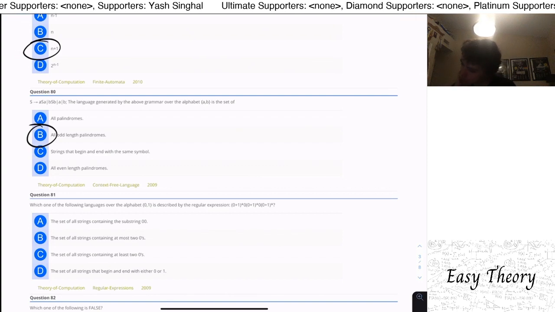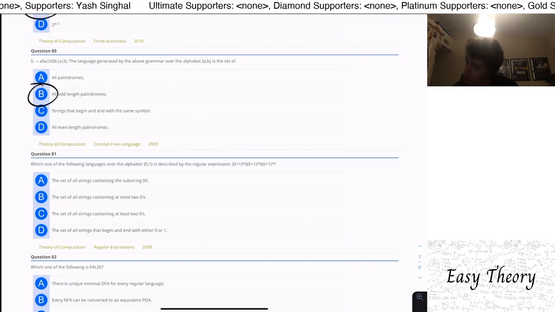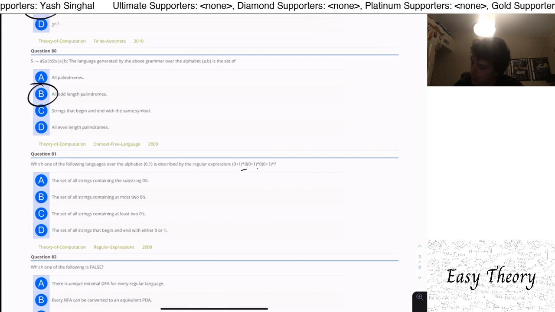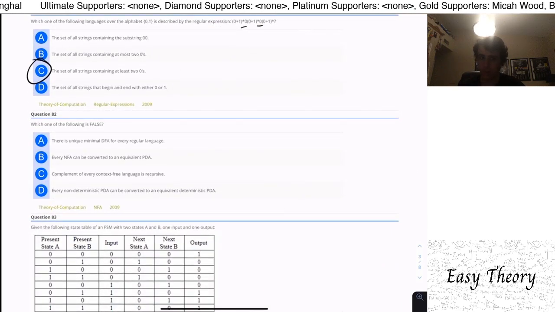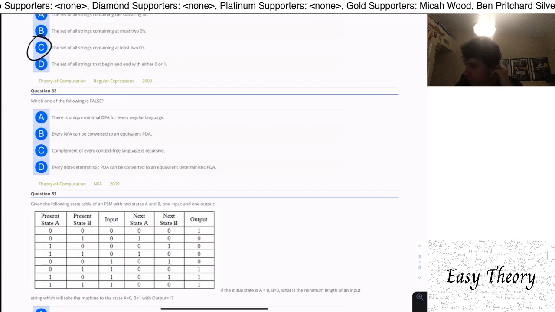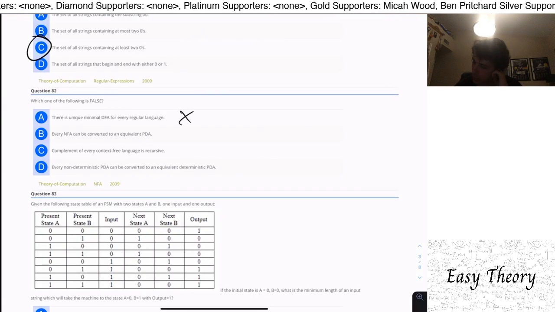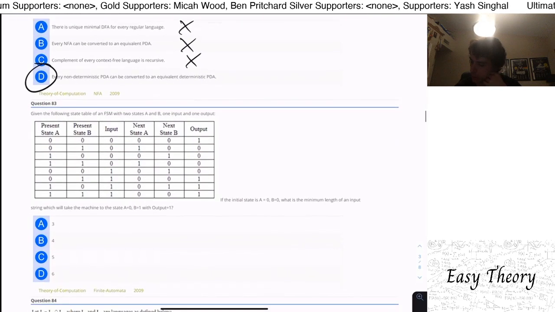Let's see this one. So this one is at least 2 zeros because of these 2 zeros here, so at least 2 zeros. There's a, which of the following is false? Unique minimal DFA? No, that's not the answer. That's not the answer. Every non-deterministic VDA can be converted to an equivalent deterministic one. Nope, not true. So that's the answer.